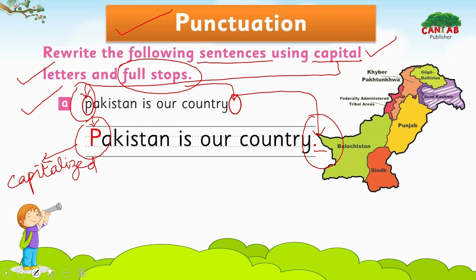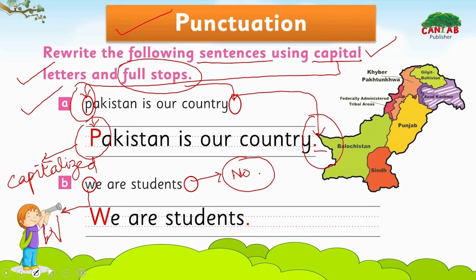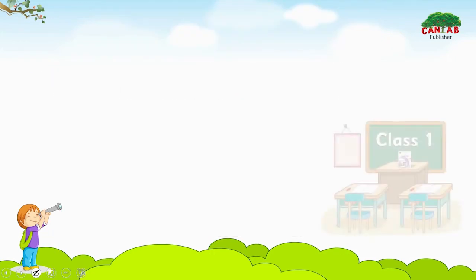Now I am going to the next sentence. That is, we are students. Now see the first alphabet, that is W, that is what? That is small. And there is no full stop here. So the correct version is what? The W will be capitalized and there should be a full stop at the end of the sentence.